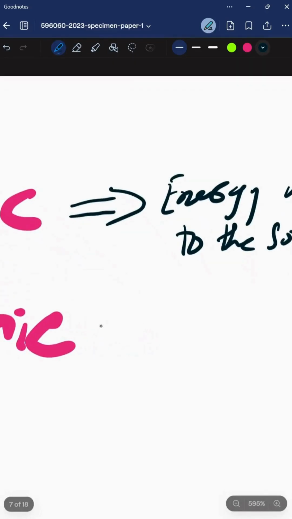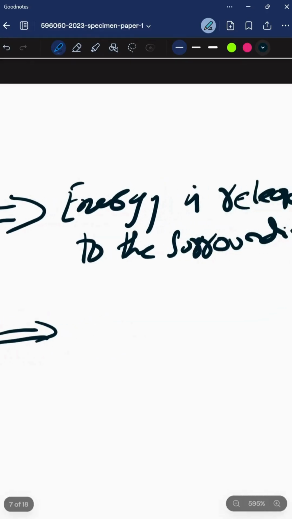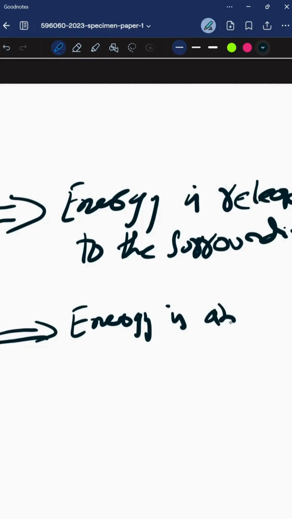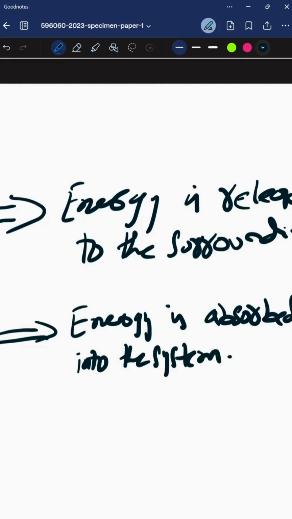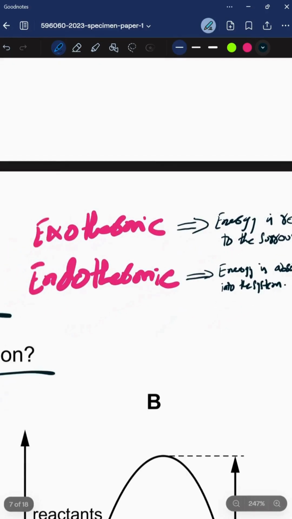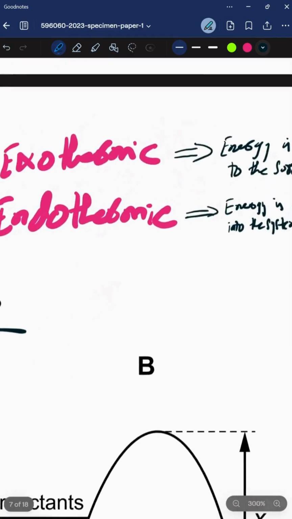The second term is endothermic reaction, which means a reaction which needs energy instead of giving energy. So in an endothermic reaction, energy is absorbed into the system. All right, so energy is absorbed into the system in an endothermic reaction. So that's the basic difference between exothermic reaction and endothermic reaction.